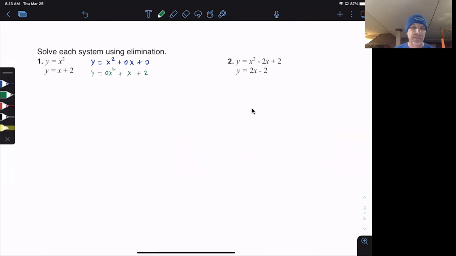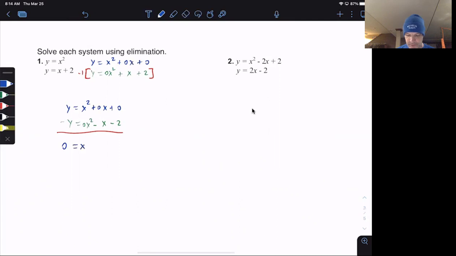So we need to get rid of one of the variables. And the easiest one always in these kind of problems is to get rid of the y. To do that, I'm just going to run a -1 through the bottom here. So what's going to happen is I've got my y equals x squared plus 0x plus 0. And then I end up with negative y equals 0x squared minus x minus 2. And now I can add them together. Okay, y minus y is 0. x squared plus 0x squared is just x squared. Okay, 0x minus x is just minus x, and 0 minus 2 is just minus 2.